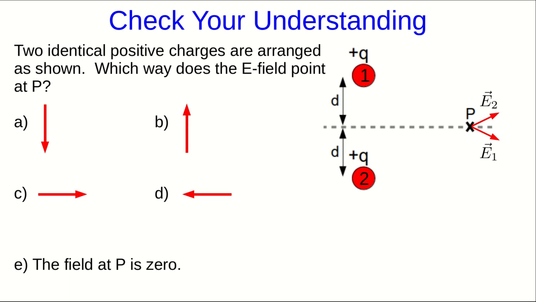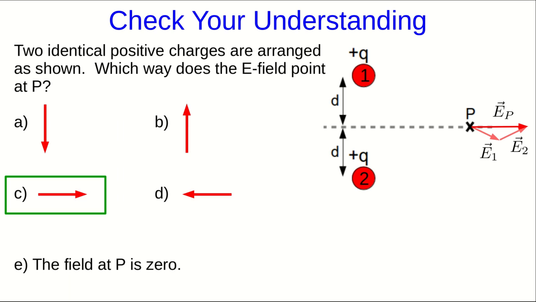Symmetry tells us that those have identical horizontal components, and their vertical components are the same size but opposite sign. And so when we add them together, the vertical components are going to cancel out, and we'll get a field directly to the right. And so the answer is C.